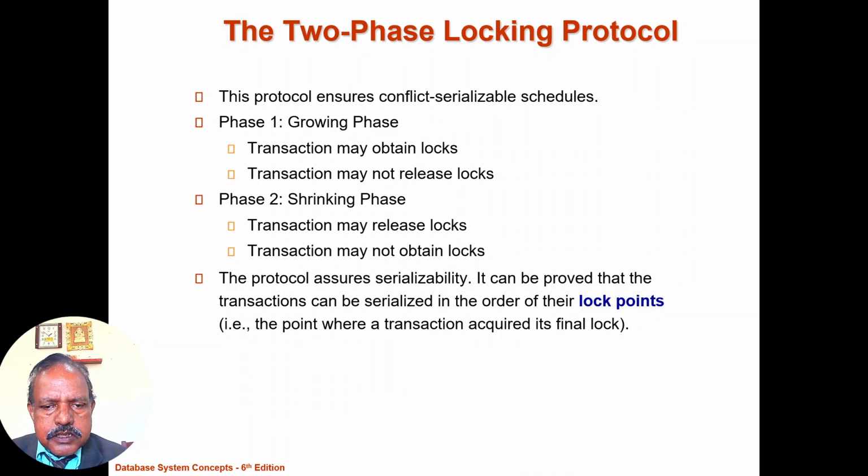In the shrinking phase, the transaction may release locks. Say I had the shared lock S, I release that one, and I may not obtain any more. I am not interested in obtaining a lock. In that case, it is a shrinking phase, right? And the protocol assures serializability, and it can be proved that the transactions can be serialized in the order of their lock points, the points where the transaction acquired its final lock.